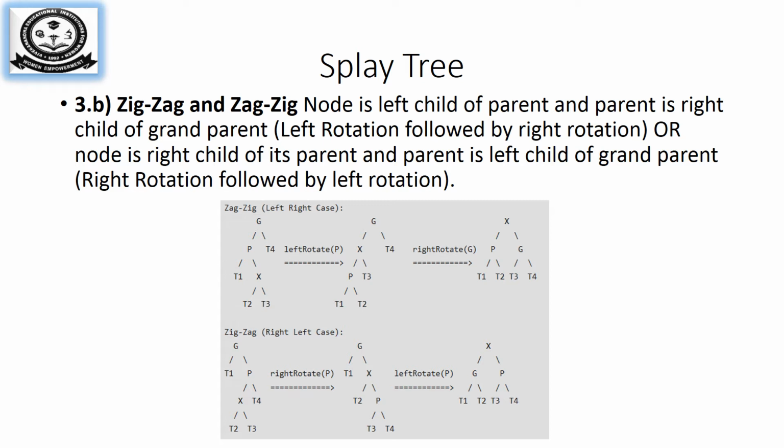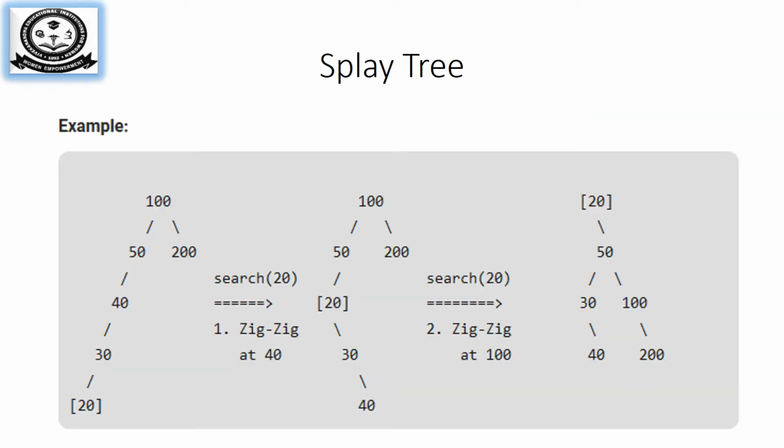So if you are having confusion, you simply consider: if G, P, X stand in a straight line without any bend, we will take it as zig-zig rotation. If you have a bend like an arrow mark or something like that, we will take it as a zig-zag rotation. Now let us see a simple example.